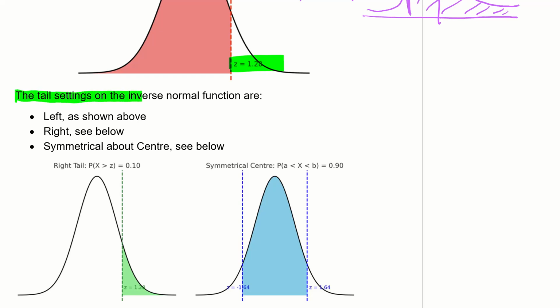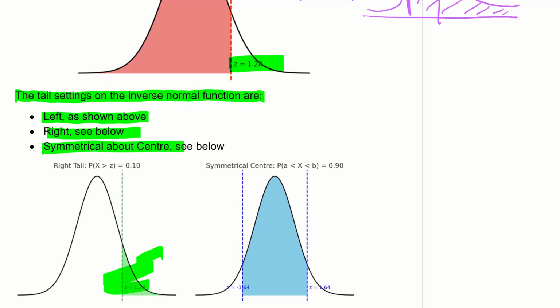The tail settings on the inverse normal, and we've just mentioned this, are left, as shown above in the example, right, see below, so this one here, and symmetrical about the center, like this one here.